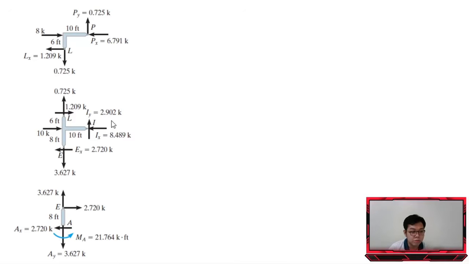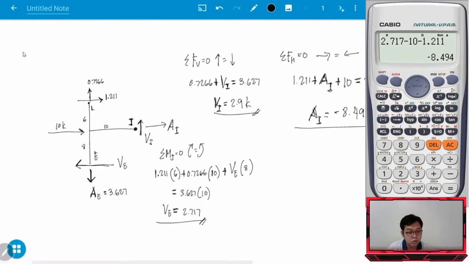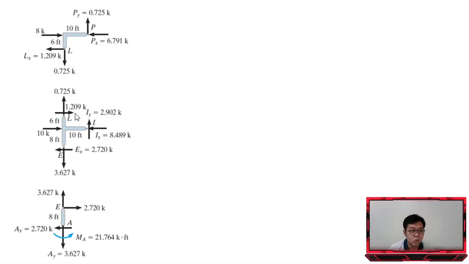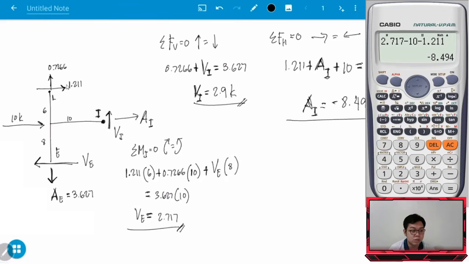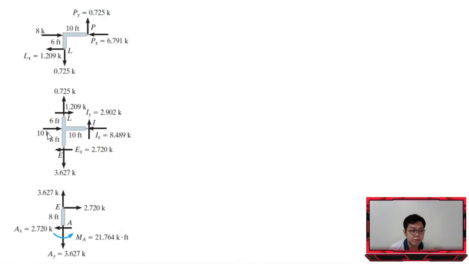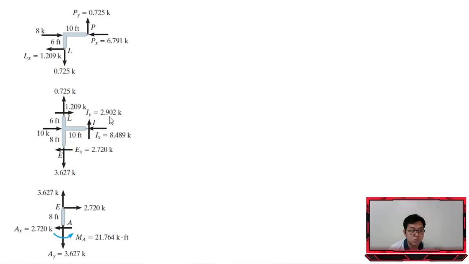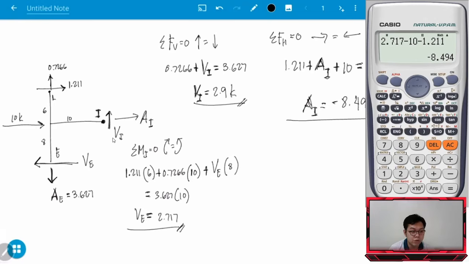So, balik tayo dito. 0.725, tingnan sa kanya is 0.725, no? Sa atin is 0.7266. So, gaya ng sabi ko, may discrepancy lang dahil sa pag-round off. Sa kanya, it's 1.209. Sa atin, that's 1.21. So, same pa din. 10 kips. Huwag natin kalimutan. Meron din tayong 10 kips dyan. So, ano pa? 2.902 sa atin is yung VI natin. Ano yung VI natin? 2.9. Discrepancy lang dahil sa pag-round off.